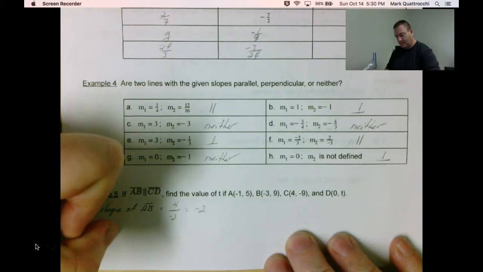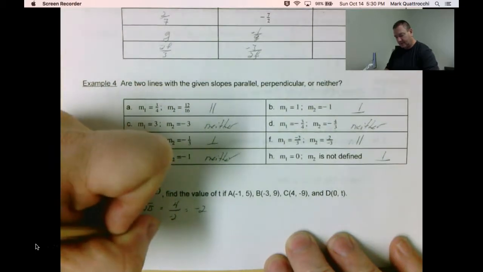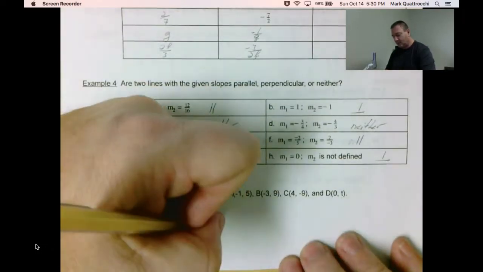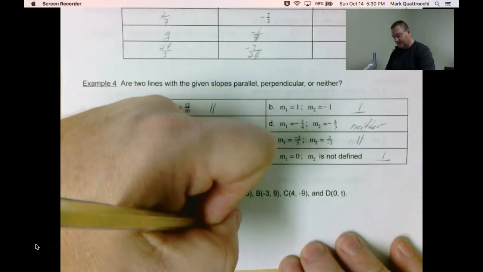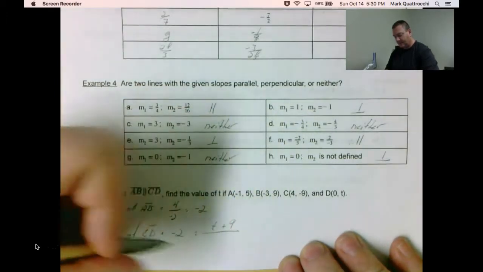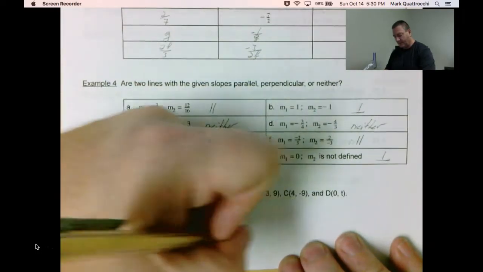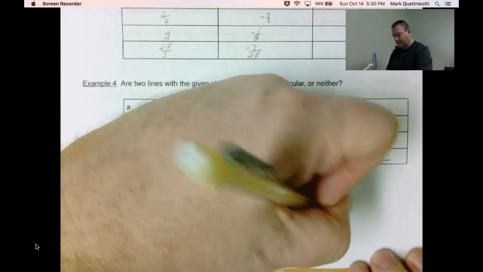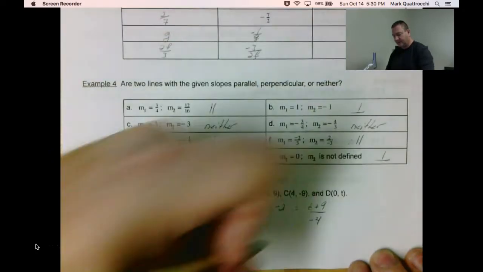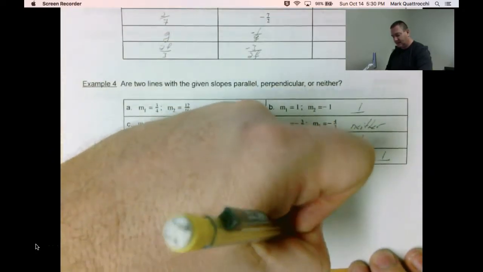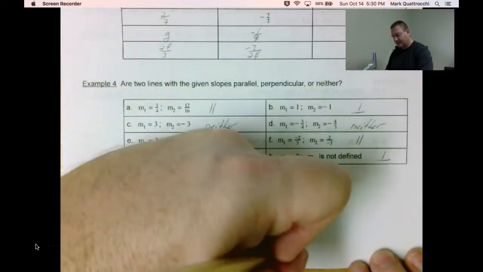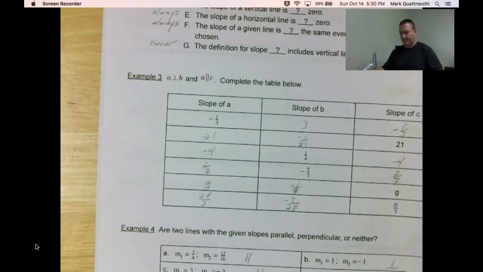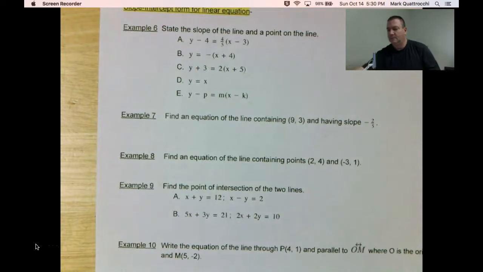Slope of segment CD equals negative 2, which is equal to T minus a negative 9, which is T plus 9, over 0 minus 4. So negative 2 equals T plus 9 over negative 4. Multiply both sides by negative 4. 8 equals T plus 9. Subtract 9. T equals negative 1. Okay.